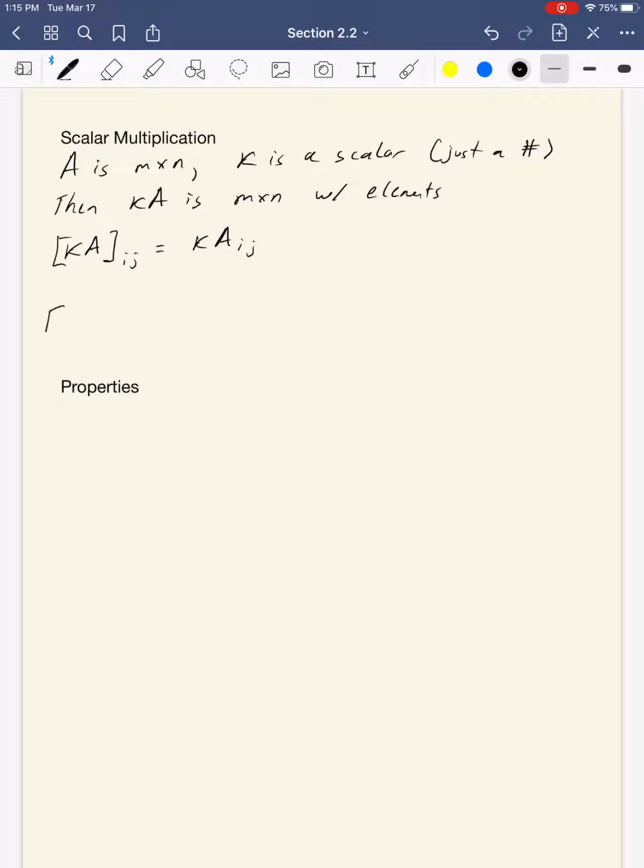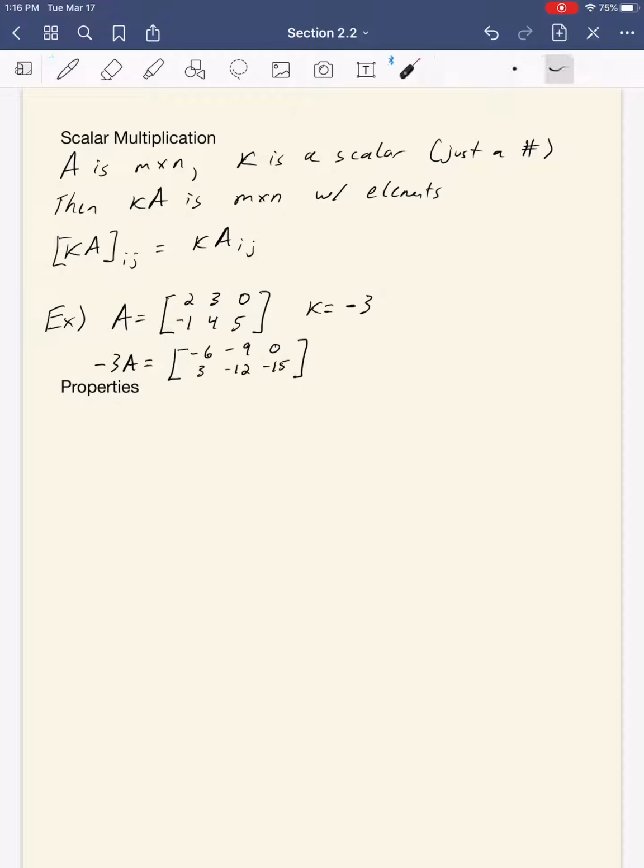What's an example of this? Let A be the matrix 2, 3, 0, -1, 4, 5, and let k be the scalar -3. Then -3A would be the 2 by 3 matrix, so the same size. That would be -6, -9, 0, 3, -12, -15. And of course, every one of those values comes from simply multiplying the element by the scalar. So this -6 here is coming from taking the 2 element in A and multiplying it with that -3, and so on.